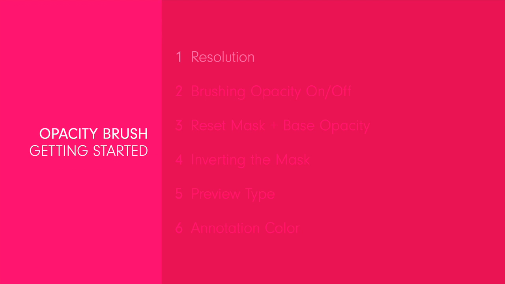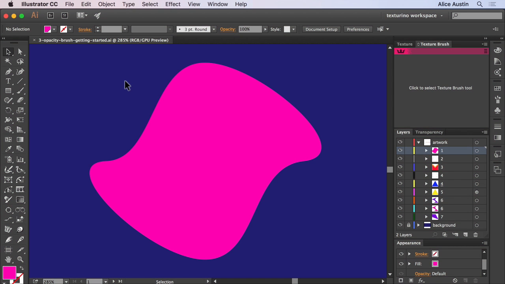Overall we'll cover resolution, brushing opacity on and off, reset mask and base opacity, inverting the mask, preview type, and annotation colour. There are a couple of things that I would recommend doing before you implement this tool.